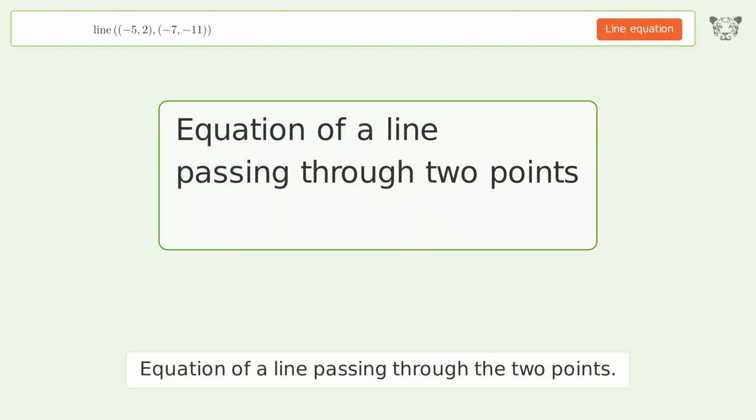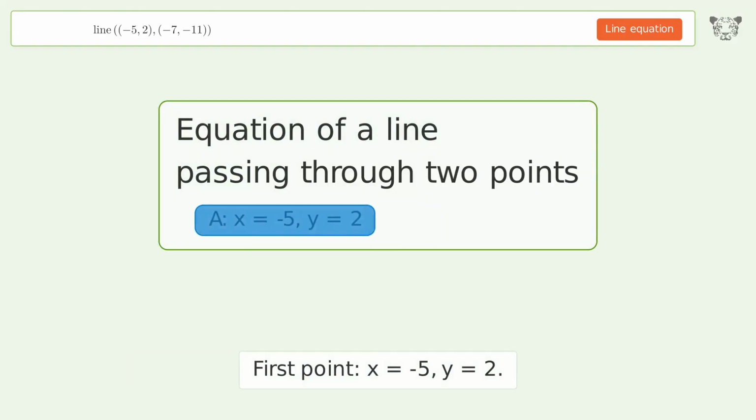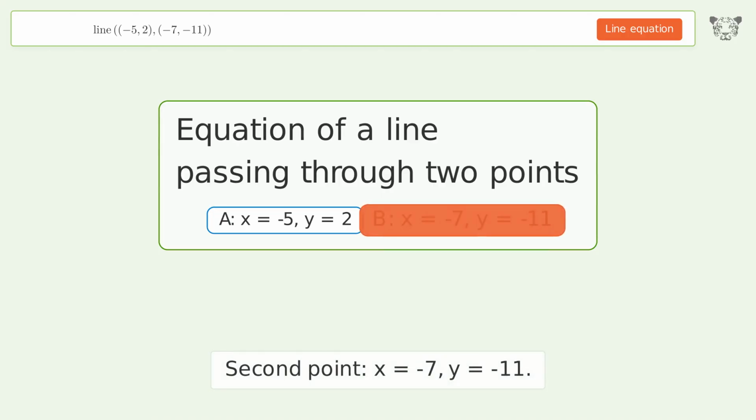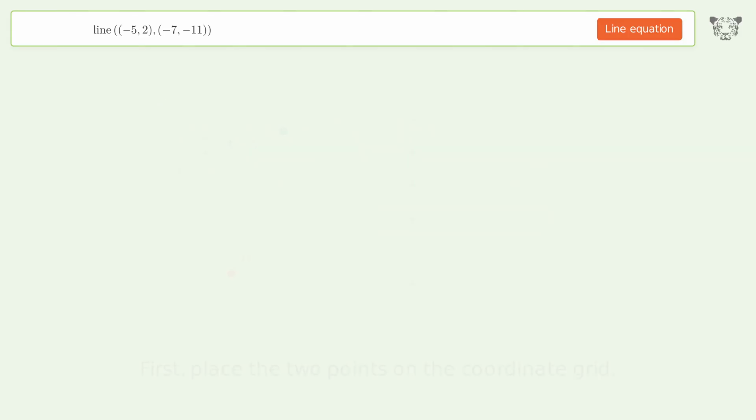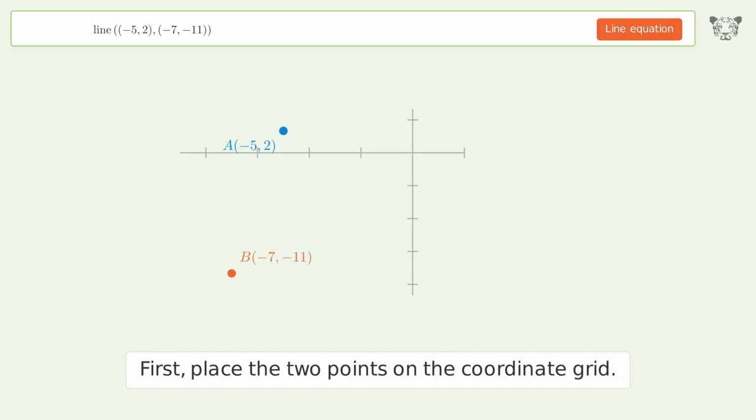Equation of a line passing through 2 points. The first point has x equals -5, and y equals 2. The second point has x equals -7, and y equals -11. First, place the 2 points on the coordinate grid.